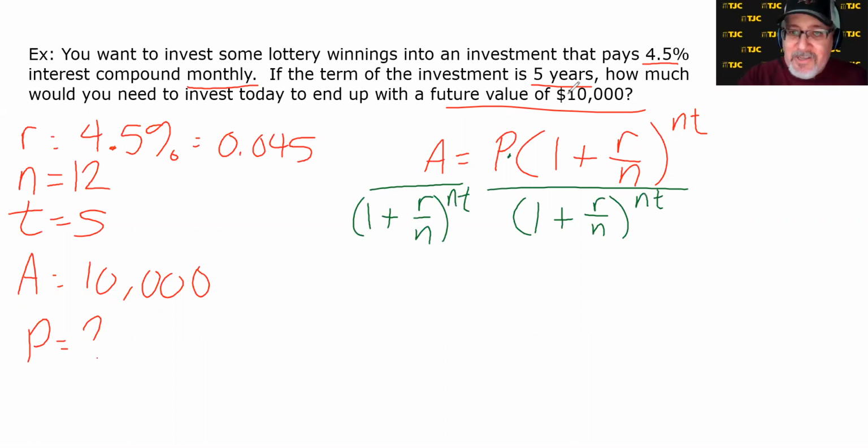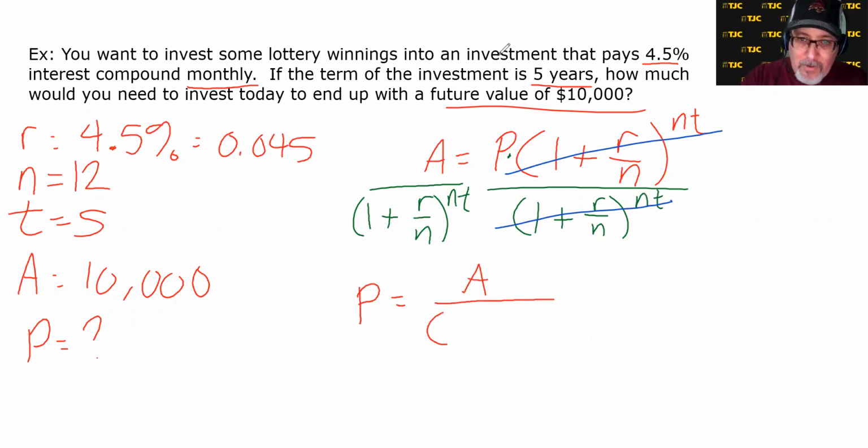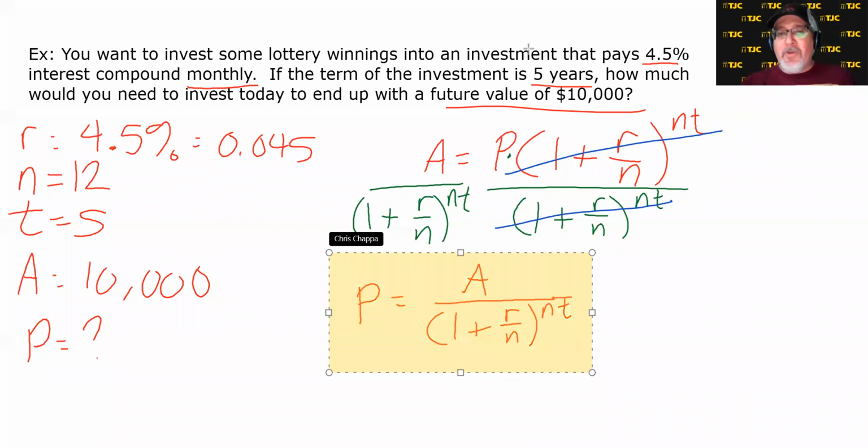By doing that, we get to cancel all that with all that, and that will leave the P by itself. And so we get a formula that says P equals A over (1 plus R over N) to the NT power. Now, if you want to call this the formula for present value or principal, that's fine. If you just want to use the original formula and solve for it each time, that's fine as well. But there's nothing wrong with saying, hey, here's a new formula. It's really the original formula just rearranged, but it serves a different purpose.